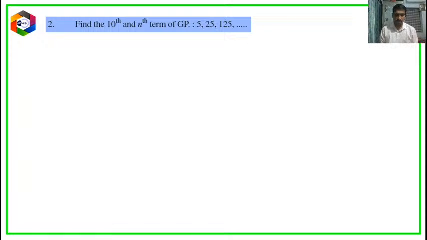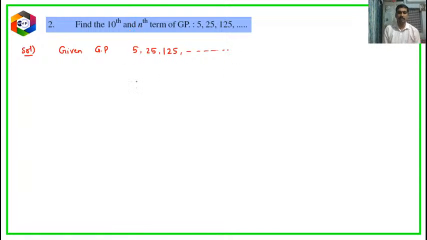So the second question is, find the 10th and nth term of the GP. It is a simple question, children. I hope you are able to do that. Here is the progression. Let us write down the given GP, geometric progression, that is 5, 25 and 125 and so on. Now it is asked to find the 10th term and nth term.